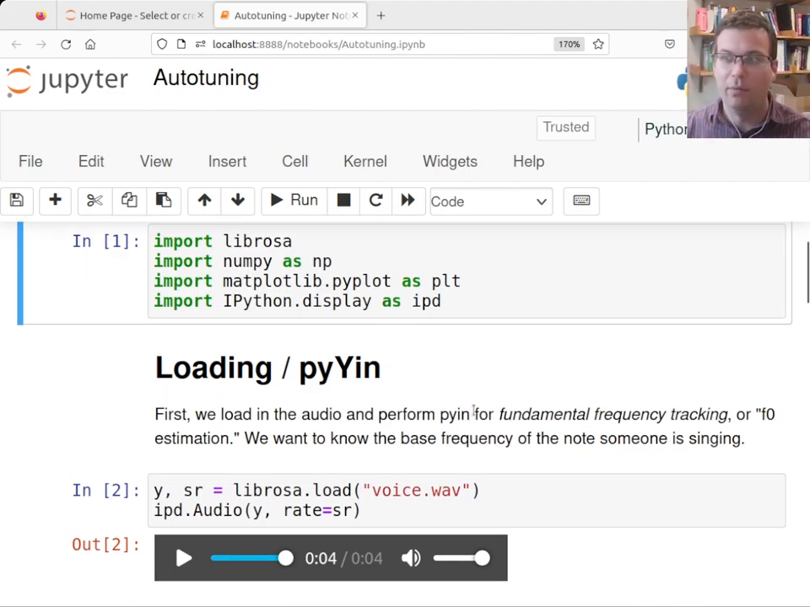And so a sub-problem that we have to solve is something called fundamental frequency tracking, or F0 estimation, as a lot of people call it. And so in this case, we want to know what note somebody is singing, what is the frequency of the bass frequency that the person is singing. F0 estimation is more general than singing and can also apply to different instruments. But here we're applying it to voice.